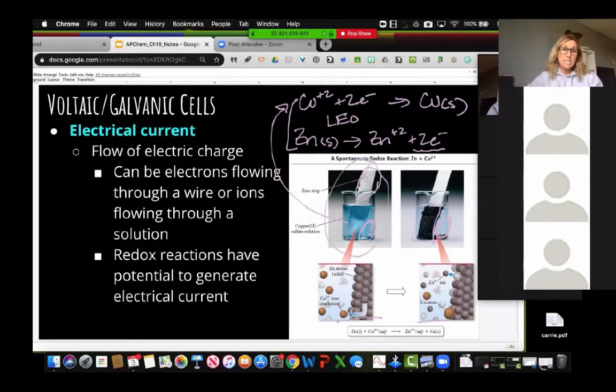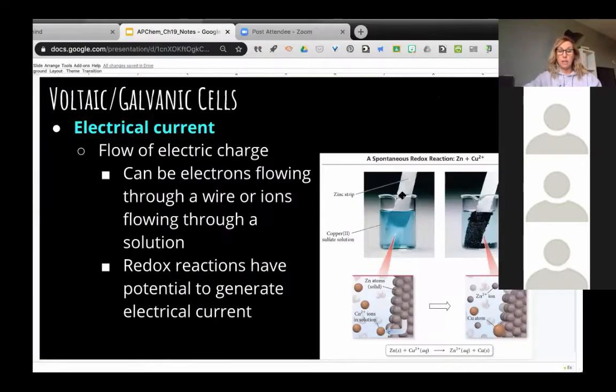What a voltaic cell, or a galvanic cell, does is it takes this same reaction but you separate it into two different beakers. And when those electrons are transferred, those electrons are actually generating electricity, and you could then use those electrons to power some kind of external device. So these redox reactions have that potential to generate an electrical current.